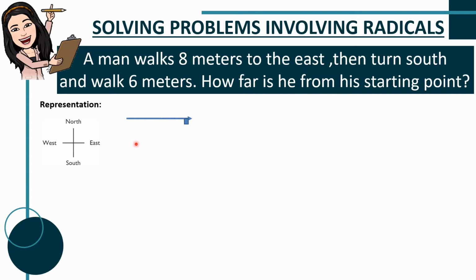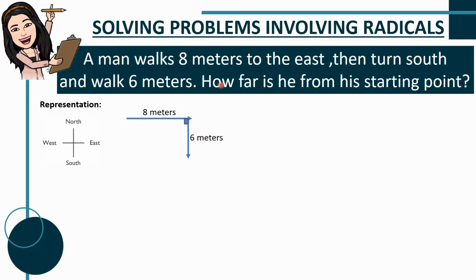So, therefore, let us represent it as a line. Mula dito, ito yung man walks 8 meters to the east. Papunta doon sa east or sa right. So, this is 8 meters ang nalakad niya. Then, he turned south and walked 6 meters. Now, alin naman yung south natin? Ayan, ito namang pababa. So, nag-turn siya and then he walks 6 meters. So, ayan, pababa. So, this is 6 meters.